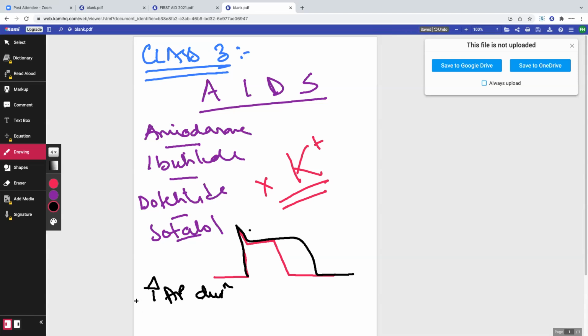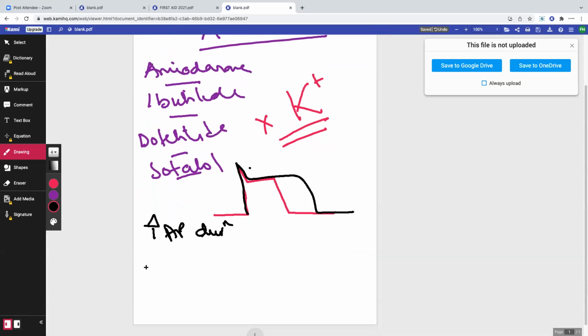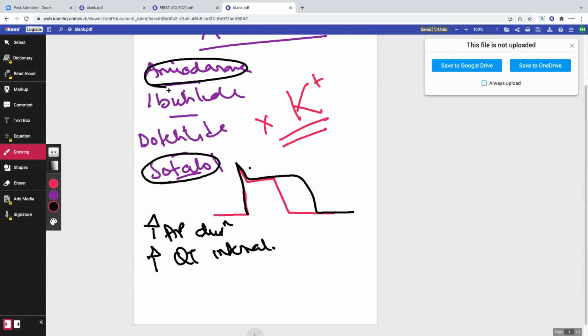Another thing over here very quickly is that potassium channel blockers increase your QT interval. The answer is yes. We talked about this before. Out of the 4 drugs, which one has the most QT interval increasing activity? The answer is sotalol. Which has the least QT interval increasing activity? The answer is amiodarone. Are we clear? Yes?